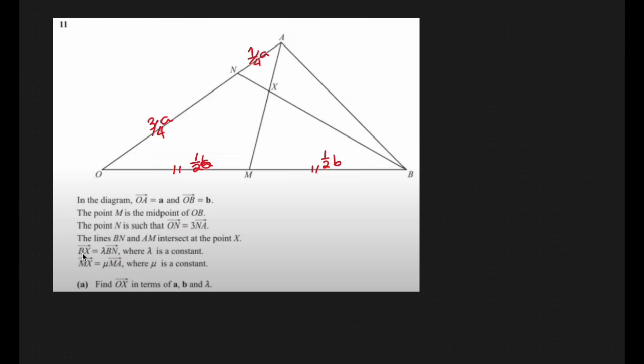Okay. BX is lambda BN. So BN is here, so it is smaller than this. And MX is mu times MA. Find OX in terms of A, B and lambda. OX is this one.